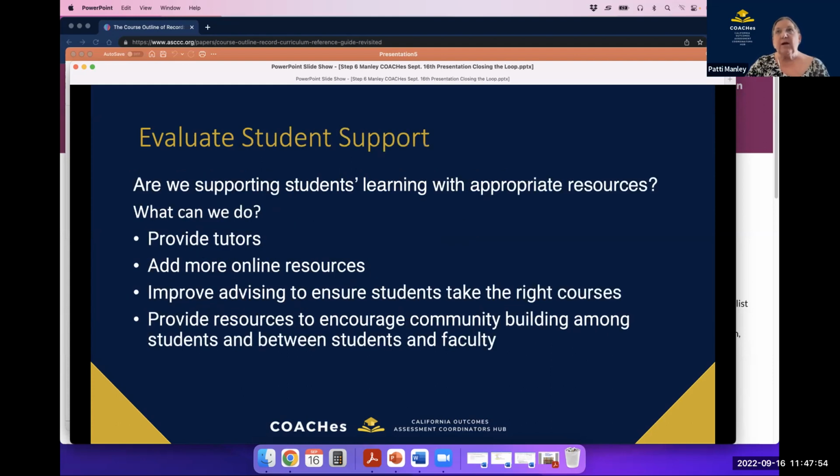And we also need to look at, are we supporting students, and how are we supporting students? Can we provide them tutors? Maybe they need more online resources if it's an online course. Maybe we need to improve our advising to students to make sure they're taking the right courses. And maybe we need to provide some resources to encourage community building among students and between students and faculty. So we need to evaluate how we're supporting students as well in order to help them improve their learning.